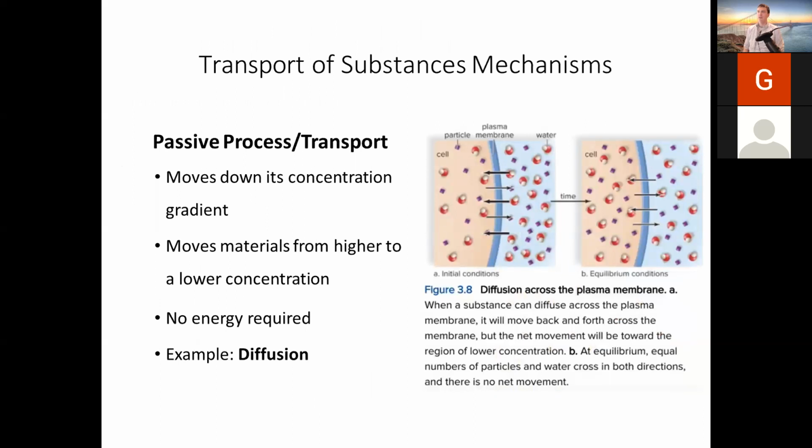Passive process or transport is where a substance moves down its concentration gradient, and materials move from high concentration to low concentration. So no energy is required. The example here is diffusion.